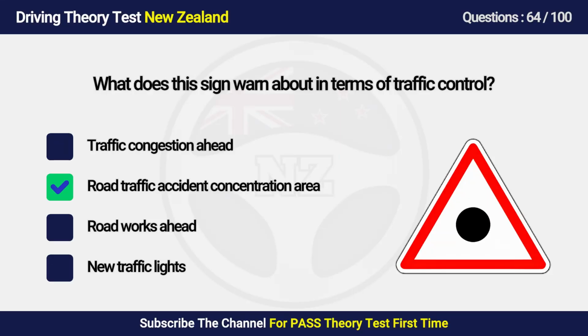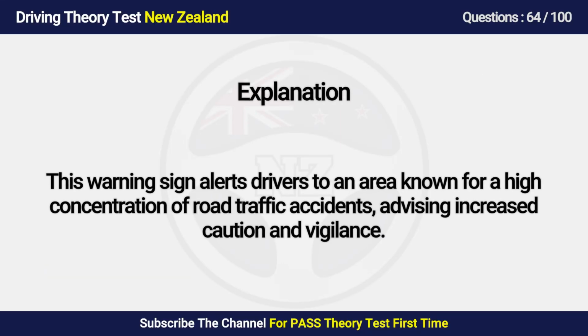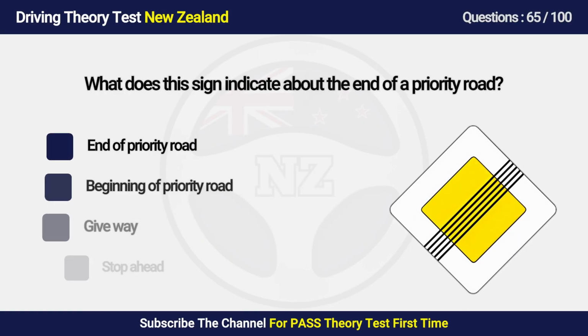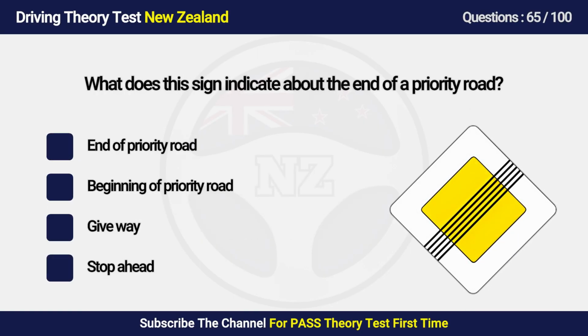Answers is B. Road traffic accident concentration area. This warning sign alerts drivers to an area known for a high concentration of road traffic accidents, advising increased caution and vigilance.